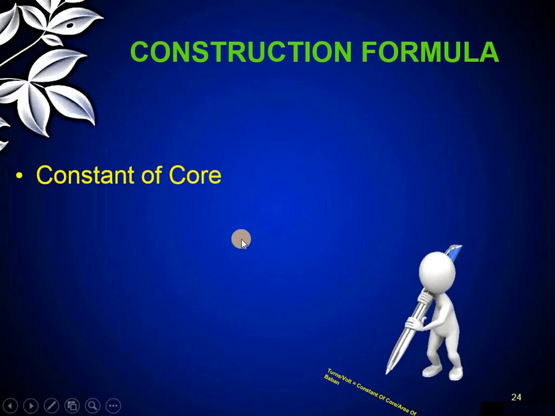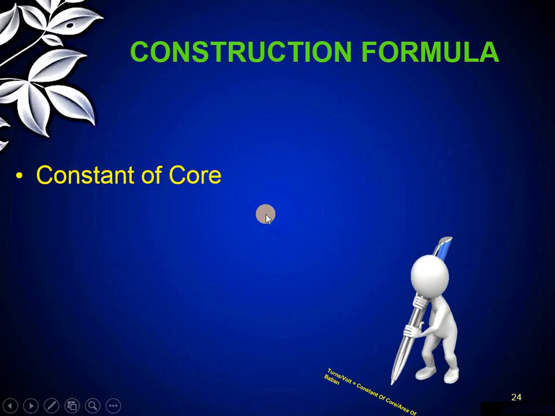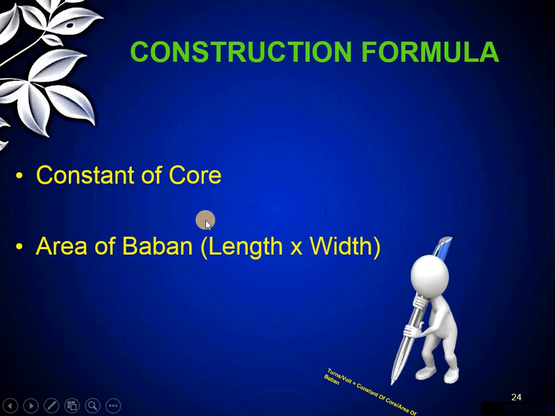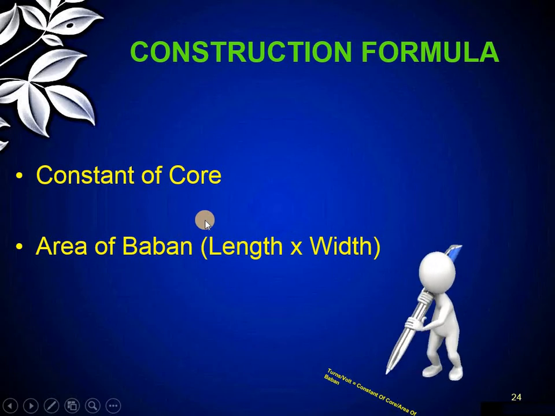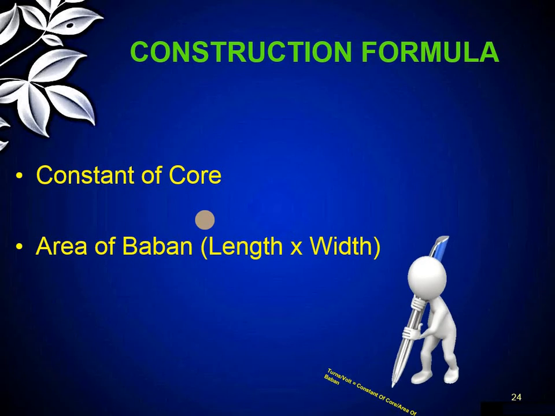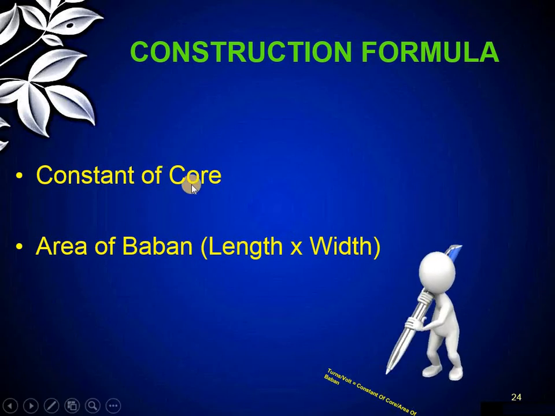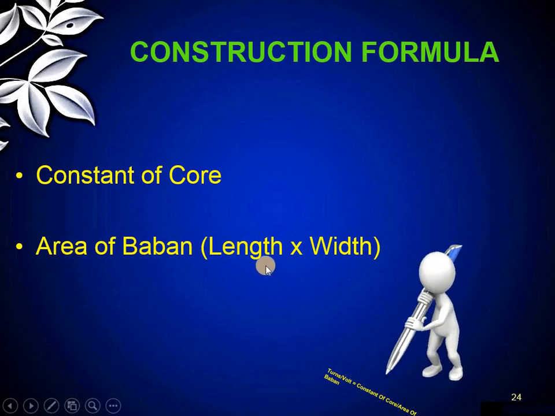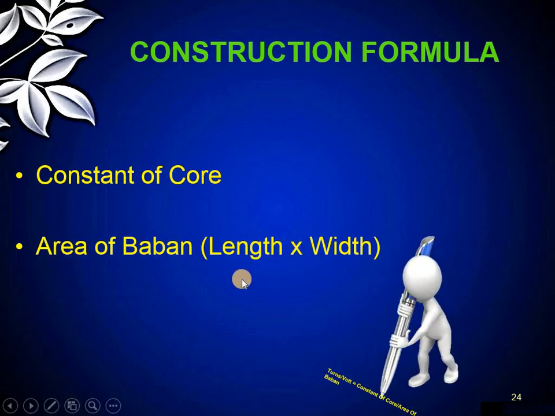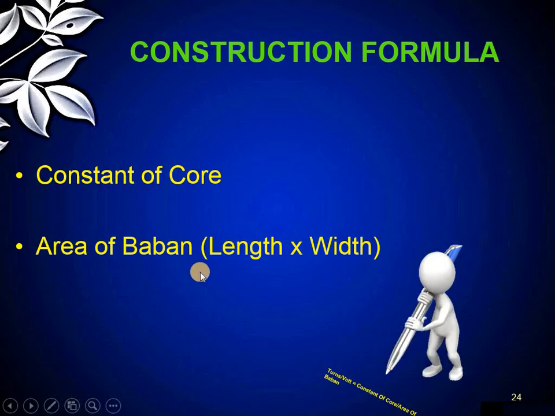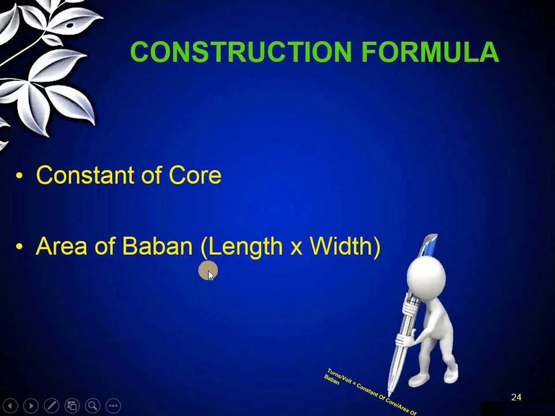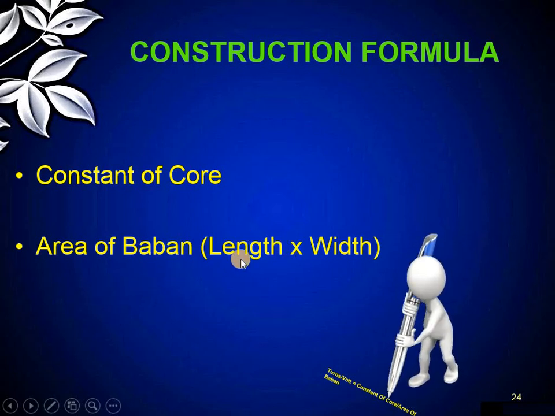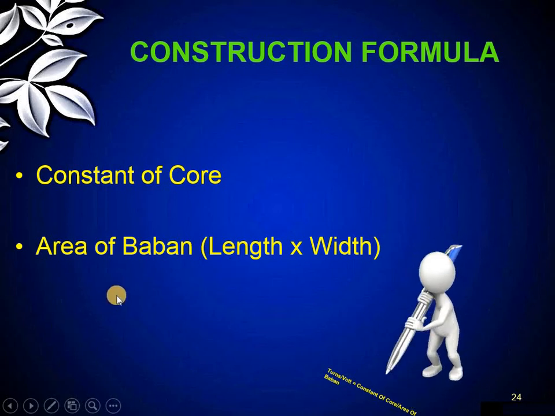Construction formula. For our construction formula we need the constant of our core. Which core will we use? Iron, tungsten, and so on. In Pakistan we normally use a core constant of 9. Area of bobbin is length into width. Which bobbin are we using? 2 into 3, 3 into 3, 2 into 2. Which will we use? We take it according to its length and width.